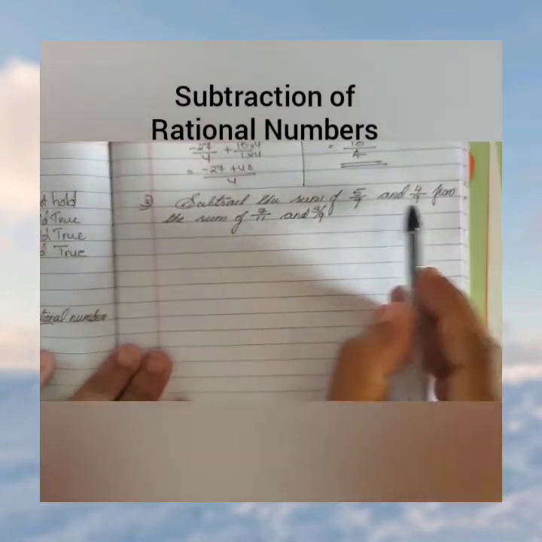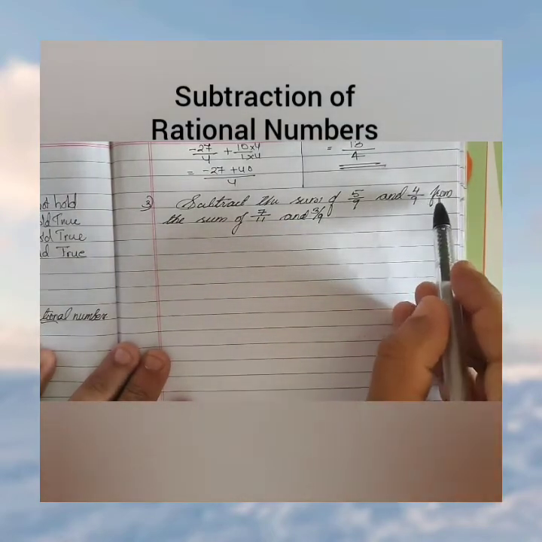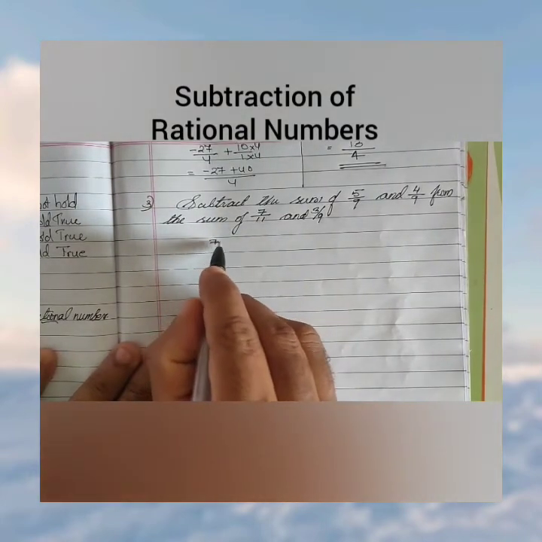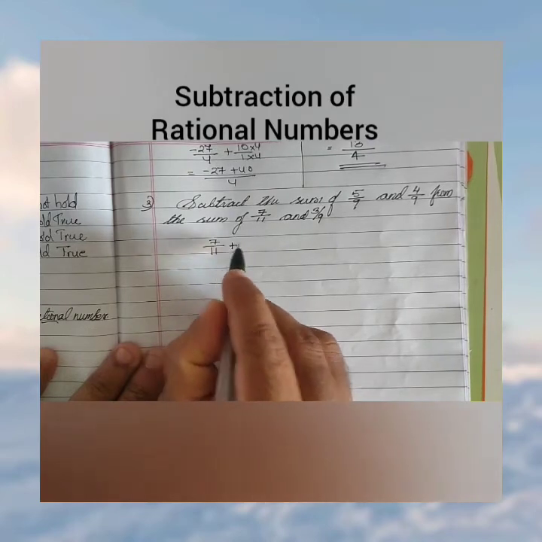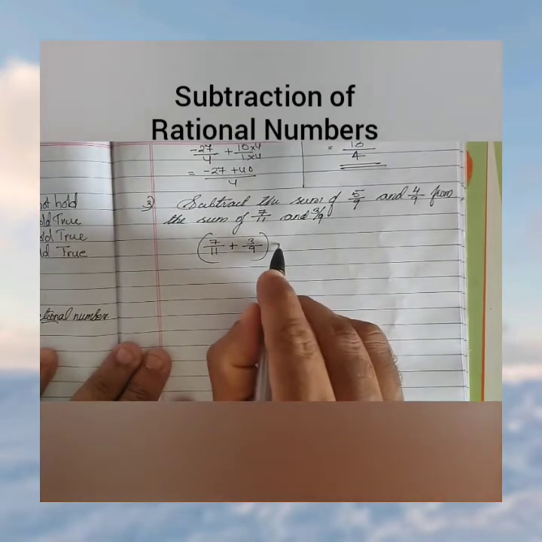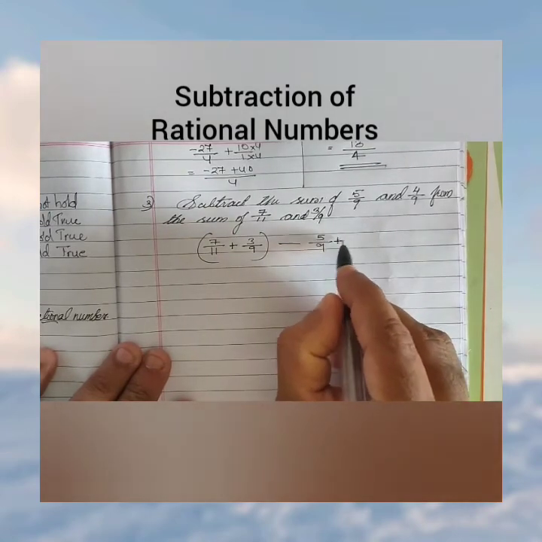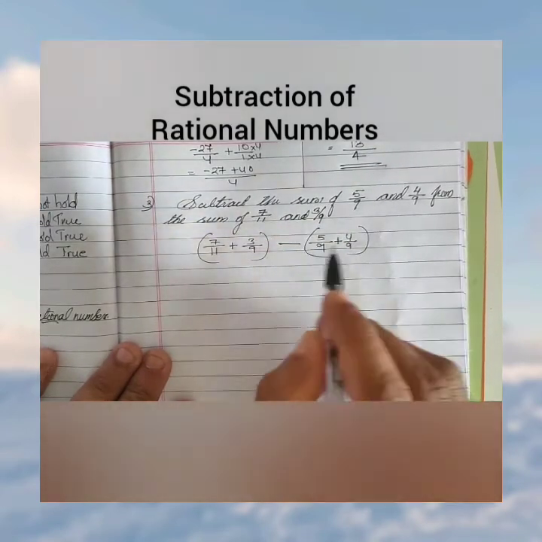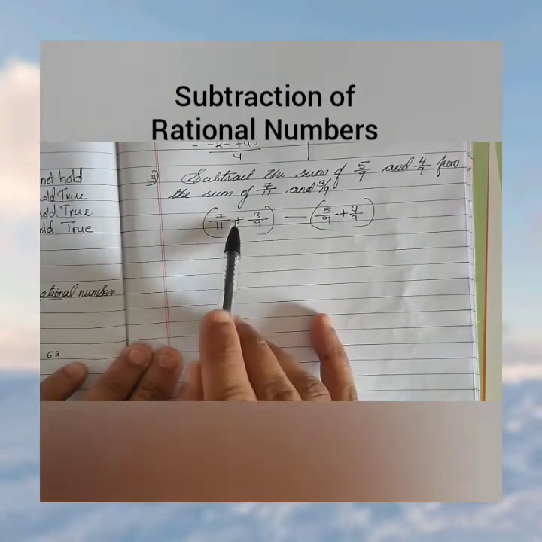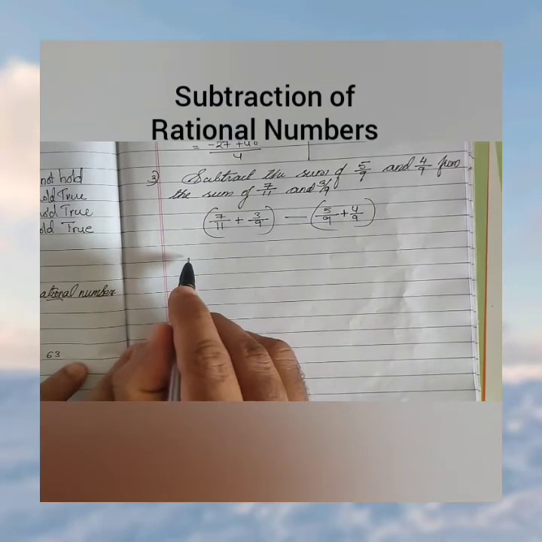Subtract the sum of these two from the sum of these two numbers. Means from the sum of these two numbers we have subtracted this number. So I am going to rewrite it in the same form. From the sum of these two numbers, sum means addition, we subtract the sum of the next two numbers, means 5 upon 9 plus 4 upon 9. So this is the mathematical form. If you write, it will be like this. We have to subtract the sum of these two numbers. So we do it together afterwards.